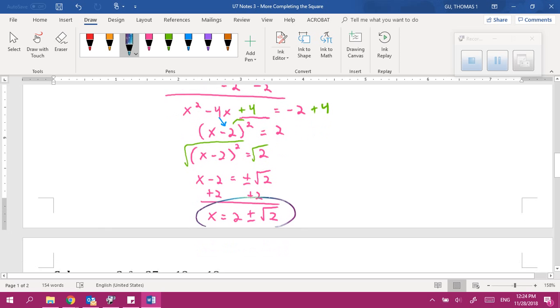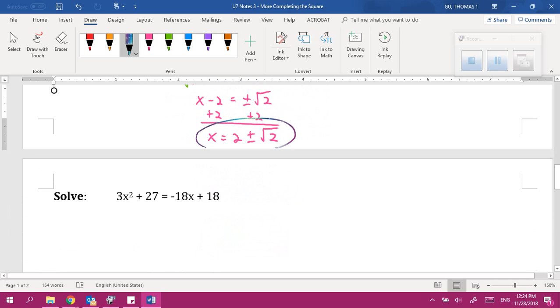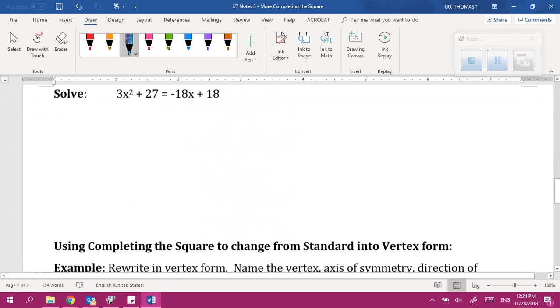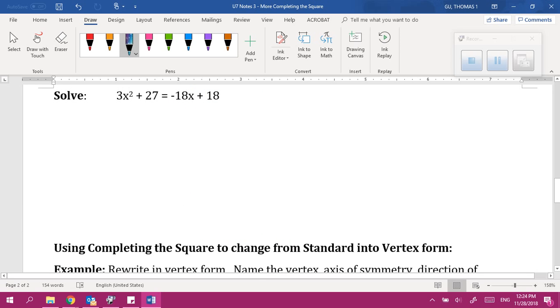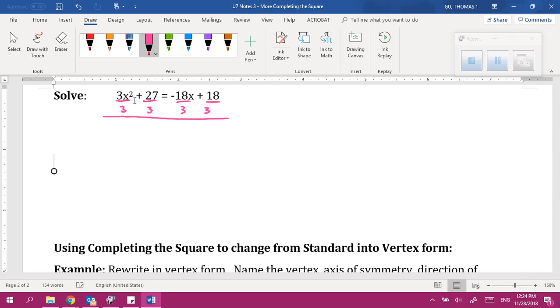Alrighty, so we got one more example like this. Look at this one right here. 3x squared plus 27 equals negative 18x plus 18. What do you think we should do here first? Divide everything by 3. That will make the numbers smaller and then we can move them around easier. So we divide everything by 3.